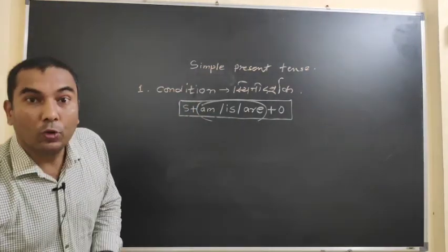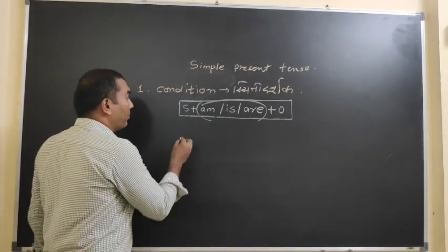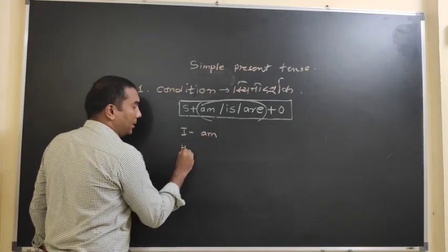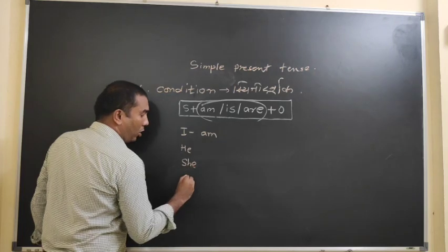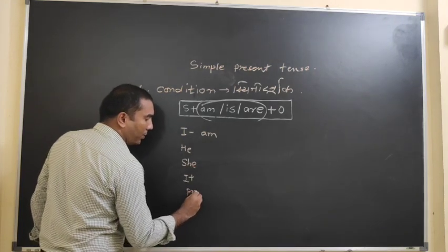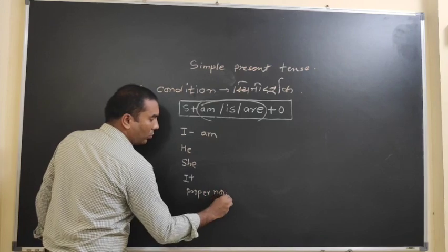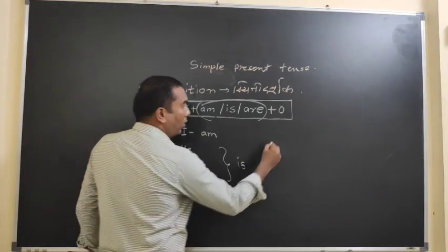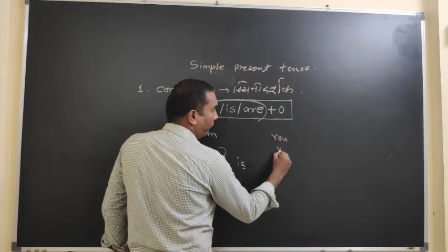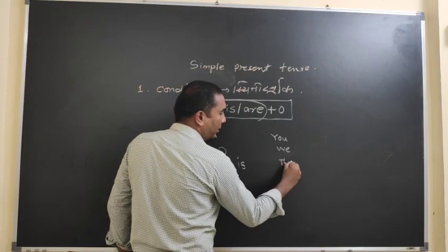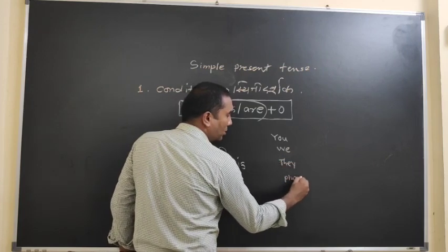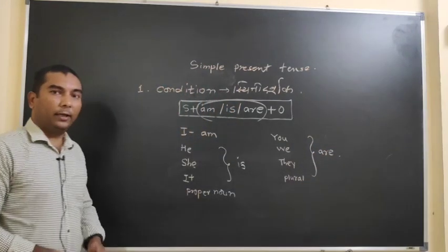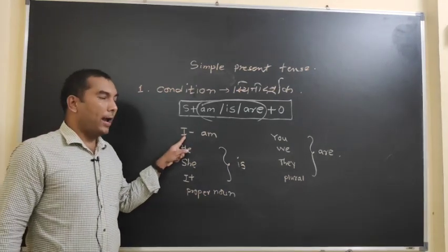अभी एम किसके सामने इस्तेमाल किया जाता है? आई के सामने एम इस्तेमाल किया जाता है, ही, शी और इट, और वी कैन से प्रॉपर नाउन के सामने इज इस्तेमाल किया जाता है, और यू, वी, दे और प्लूरल नाउन के सामने हम आर का इस्तेमाल करते हैं.